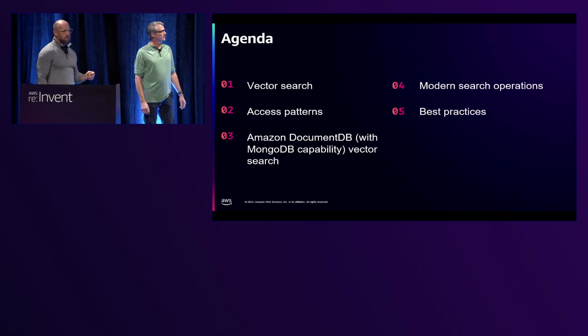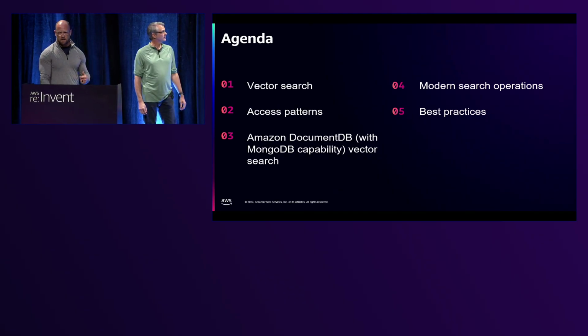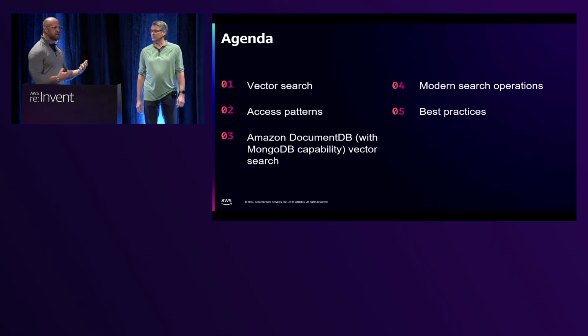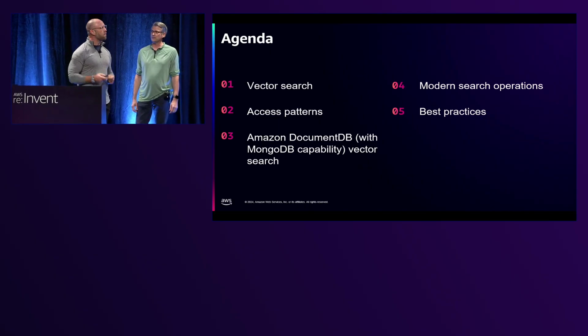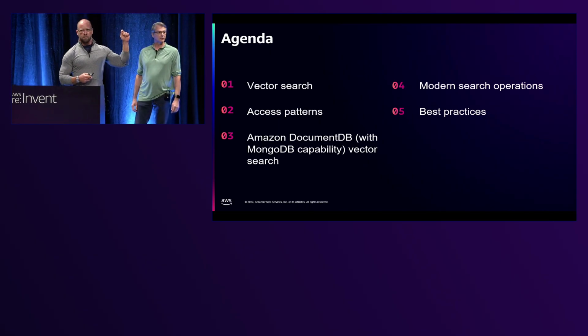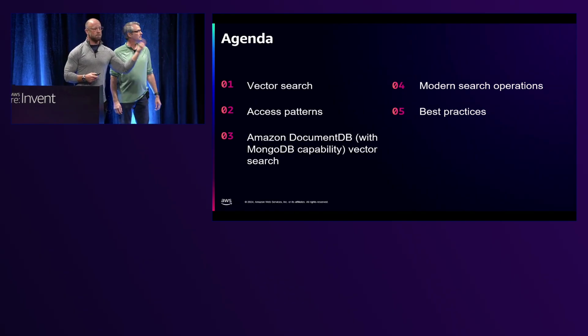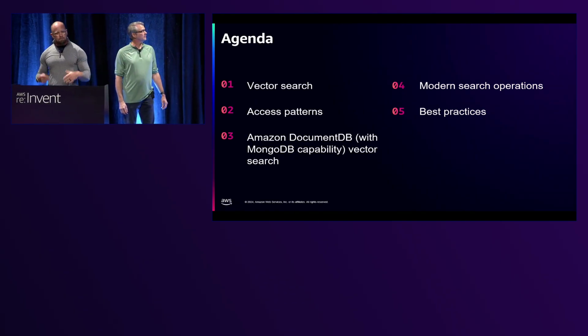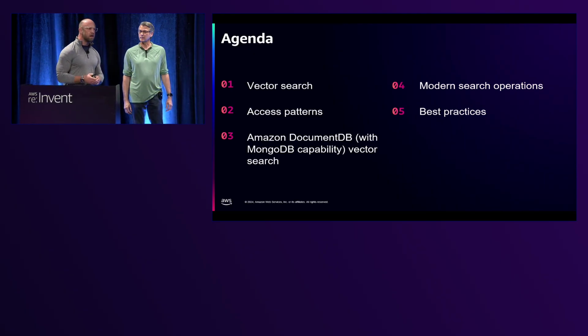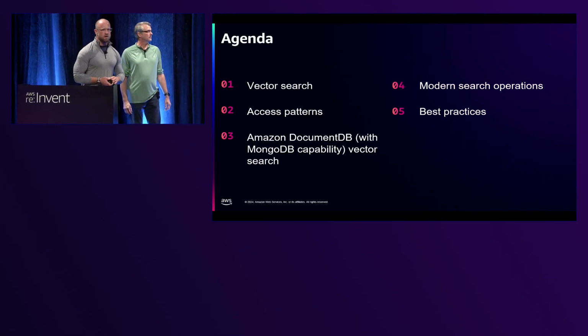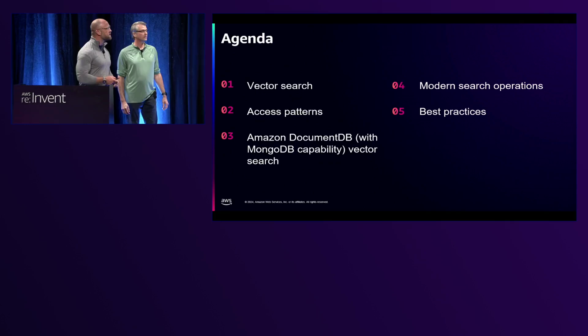Then we're going to talk about vector search specifically on Amazon DocumentDB. We're going to talk about how it works and how we set it up, really the way that it works, because this is going to become very important when we talk about creating modern search operations and then best practices for it. Again, heavily focused on the database side of GenAI. We're going to touch lightly on LLMs and options that you can use, but very, very deeply focused on this.